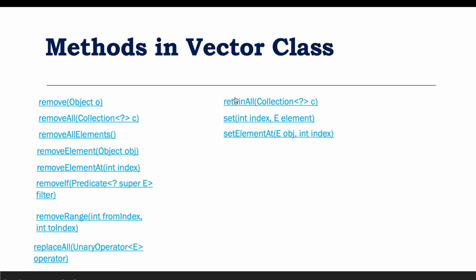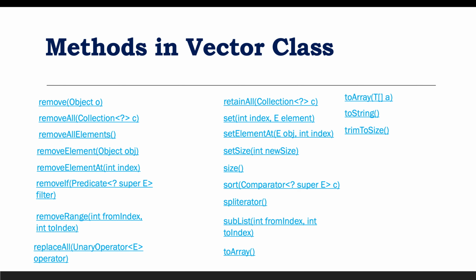Similar to replaceAll, retainAll. Let's say in the list of elements available in the vector class, we want to persist only a certain list of elements. Those elements we will pass here. Apart from the elements we are passing here, the rest of the elements will be removed. Now there are some more methods available like size method, sort, spliterator, subList, toArray with the specified type of array, then toString, trimToSize. So these are some methods available inside the vector class.